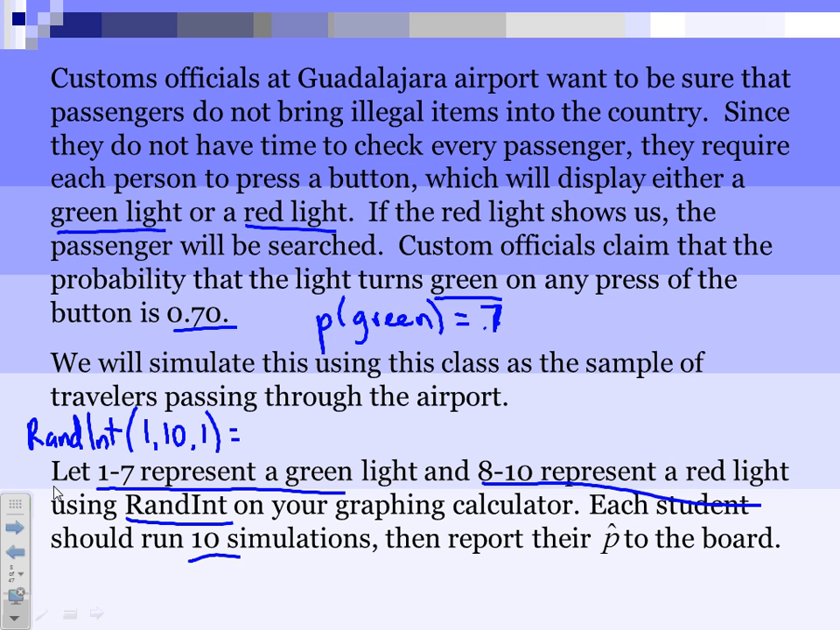I'm just going to take numbers one at a time here, and the first number that I come up with is an 8. Now if I look at how I assign my digits, 1 through 7 was a green, 8 through 10 was a red. Clearly that tells me that this one is a red. All I have to do is hit enter, and I'll get my next value there. It's a 10. That's a red. And I'm just going to go a little quicker here.